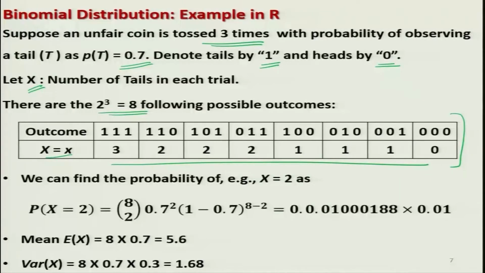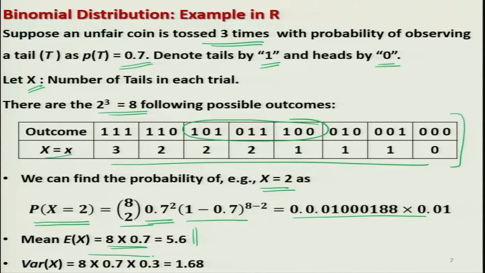Suppose you want to compute the probability of x equal to 2, that means any of these 3 events occurring. This probability can be computed using the binomial distribution probability at x equal to 2, which is 8c2 p raised to the power 2 into 1 minus p raised to the power n minus x, that is 8 minus 2, and this will come out to be some value. Now the mean value will be n into p, and the variance, that is npq, can be obtained by 8 into 0.7 into 0.3, which comes out to be 1.68.